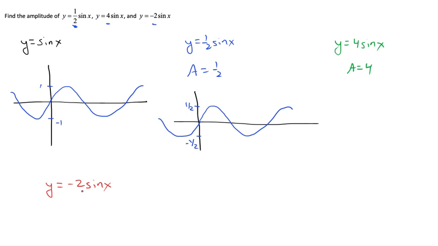Okay, so the amplitude here is still 2. But now the graph is going to look a little bit different. It's a negative here, right? So the negative tells us that the graph is going to reflect across the x-axis. Here we just want to find the amplitude. So the negative tells us that we flipped the graph, but the amplitude is still 2.